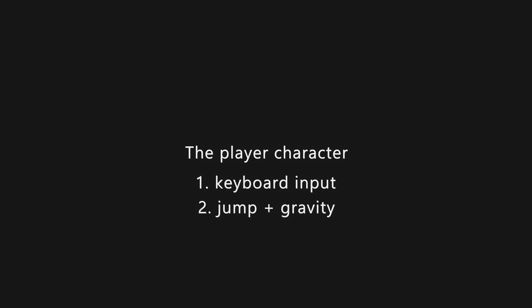Number 1 is I want keyboard input. And well, most games are used with a keyboard, so this one should be quite straightforward. But what I essentially want to achieve is that if the player presses space, our player is going to jump. So we have to implement a jump mechanic. But to implement that, we are also going to need gravity. So those two things are going together, that you can both jump and fall at the same time.